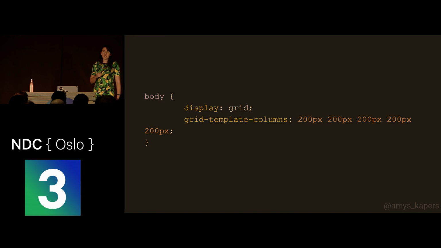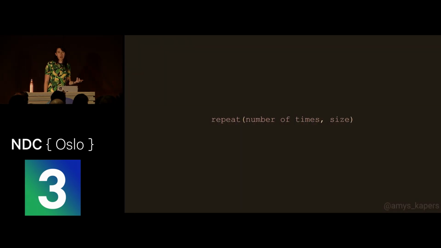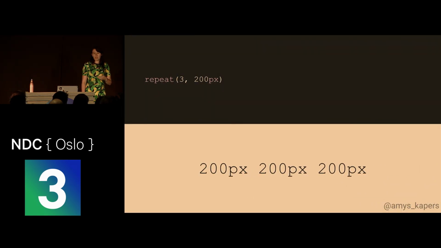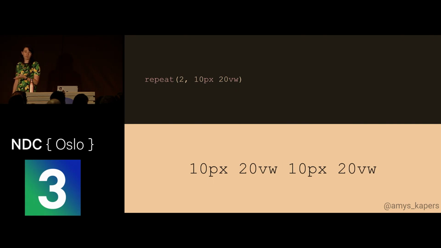So CSS Grid gives us access to the repeat function. So we can instead just go repeat 5, 200 pixels. The repeat function allows us to define the number of times to repeat something and then the size that we're repeating. So repeat 3, 200 pixels would give us 200 pixels, 200 pixels, 200 pixels. We can also define a pattern to repeat. For example, we can say repeat 2, 10 pixels, 20 viewport widths, which would give us 10 pixels, 20 viewport widths, 10 pixels, 20 viewport widths. Try saying that 10 times quickly.